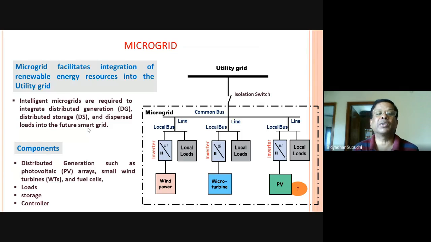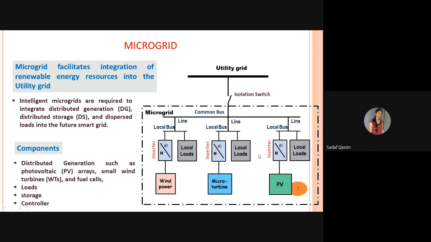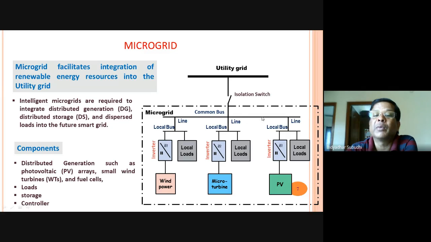integrate the renewables to the utility grid. If you look at the different components, we have the wind power, the micro turbine, and the photovoltaic systems, and all of them are connected by power electronic converters to a point of common coupling, what we call the microgrid, and then this microgrid is connected to the utility grid back and forth, depending upon your choice, by virtue of an isolation switch.